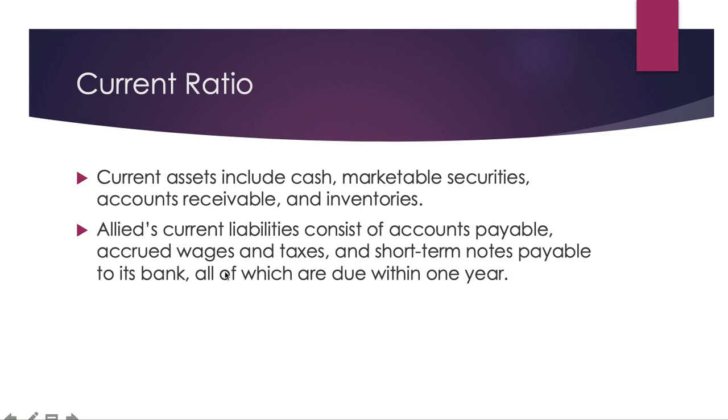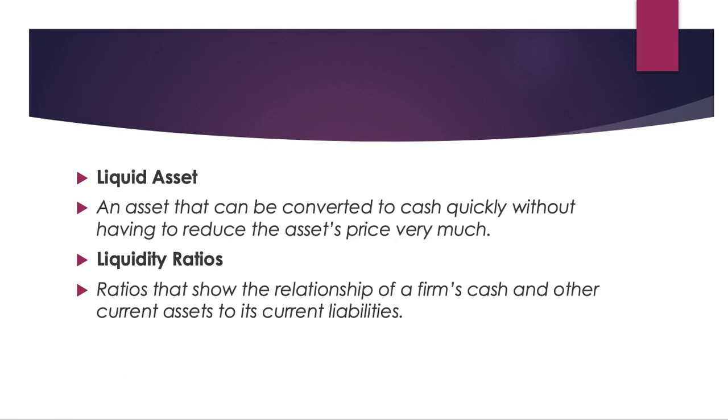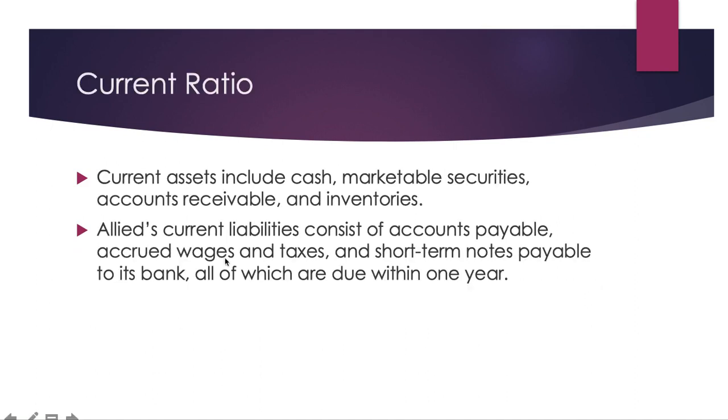So the current ratio is the first one. Basically it's the ratio of current assets divided by current liabilities. So it is easy to remember: current assets divided by current liabilities. And what are the current assets then? They include cash, marketable securities, accounts receivable from our balance sheet, as we remember, and inventories. So these are from our balance sheet.